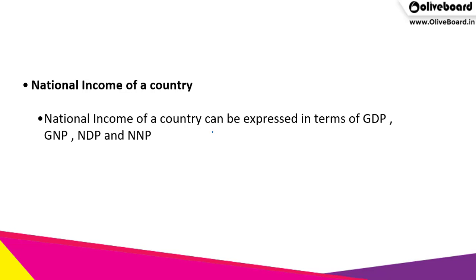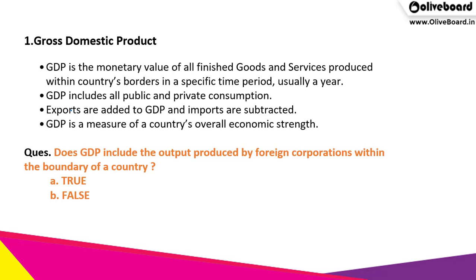So, what is national income of an economy? National income of an economy is the monetary value, in money terms, which a country produces in total. National income of a country or an economy is expressed in terms of GDP, GNP, NDP, and NNP. So these four terms constitute national income of a country. This is a keyword.